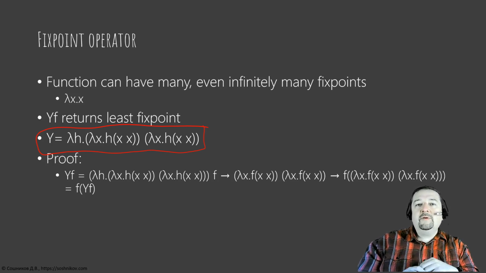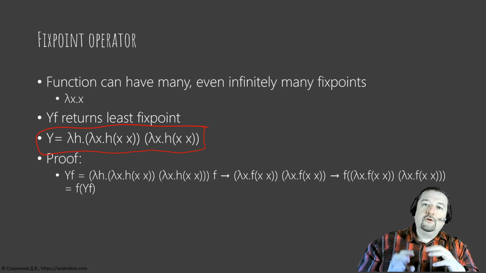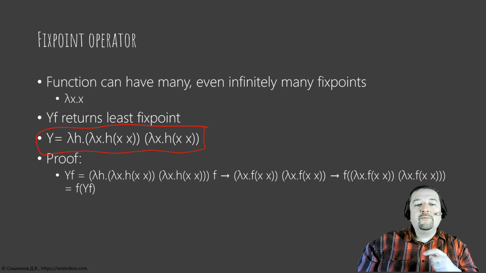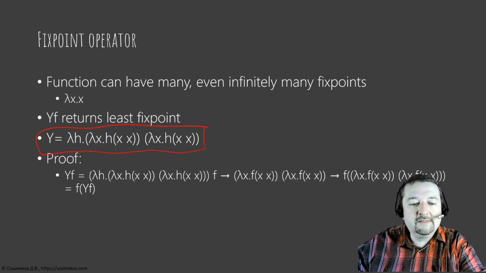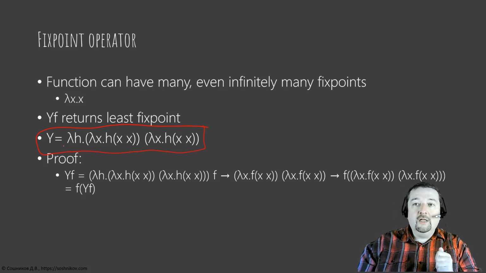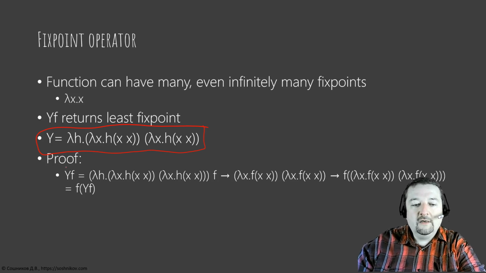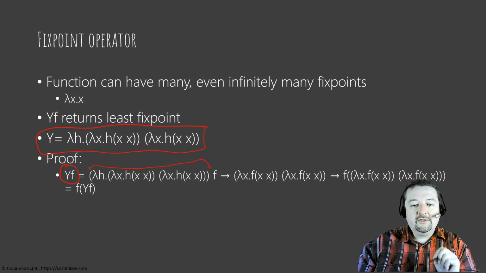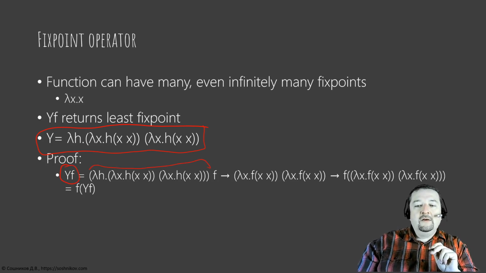Just keep in mind that we want to return one fixed point, and this fixed point is the least possible fixed point. So that's why Y is called the least fixed point combinator. And how do we prove that this combinator is a fixed point? Well, we just take it and apply it. We write Y f, we put this horrible expression and apply it to f. So how do we apply it to f?